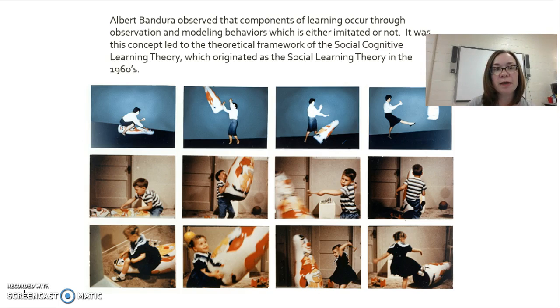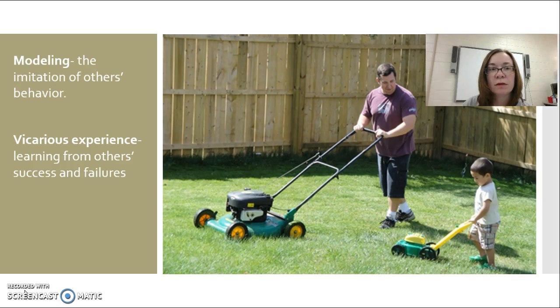He played videos for children, or had modeling behaviors shown to the children. And the ones that showed more aggression were the ones where the model didn't get in trouble for treating the Bobo doll like that. So this was a huge breakthrough talking about the social learning theory. We learn by what we see and observe, and something like this just kind of proved that. Modeling is the imitation of others' behavior, and you need a vicarious experience, which is learning from other successes and failures.